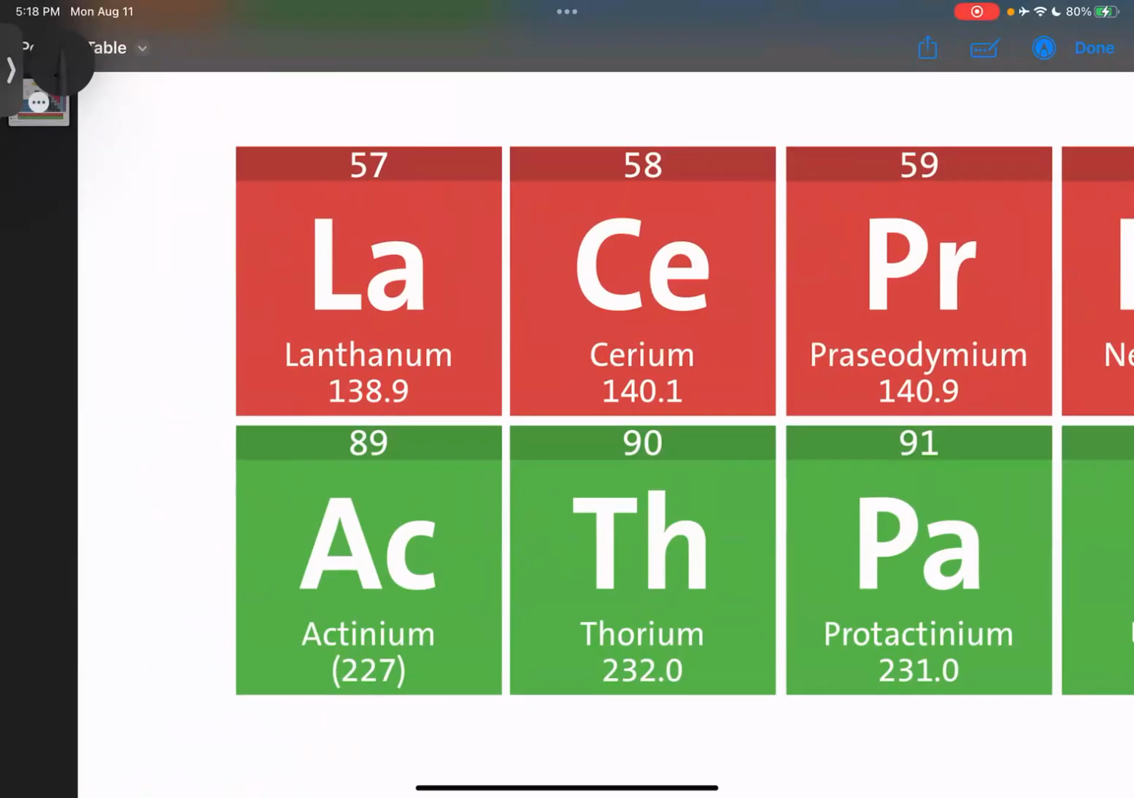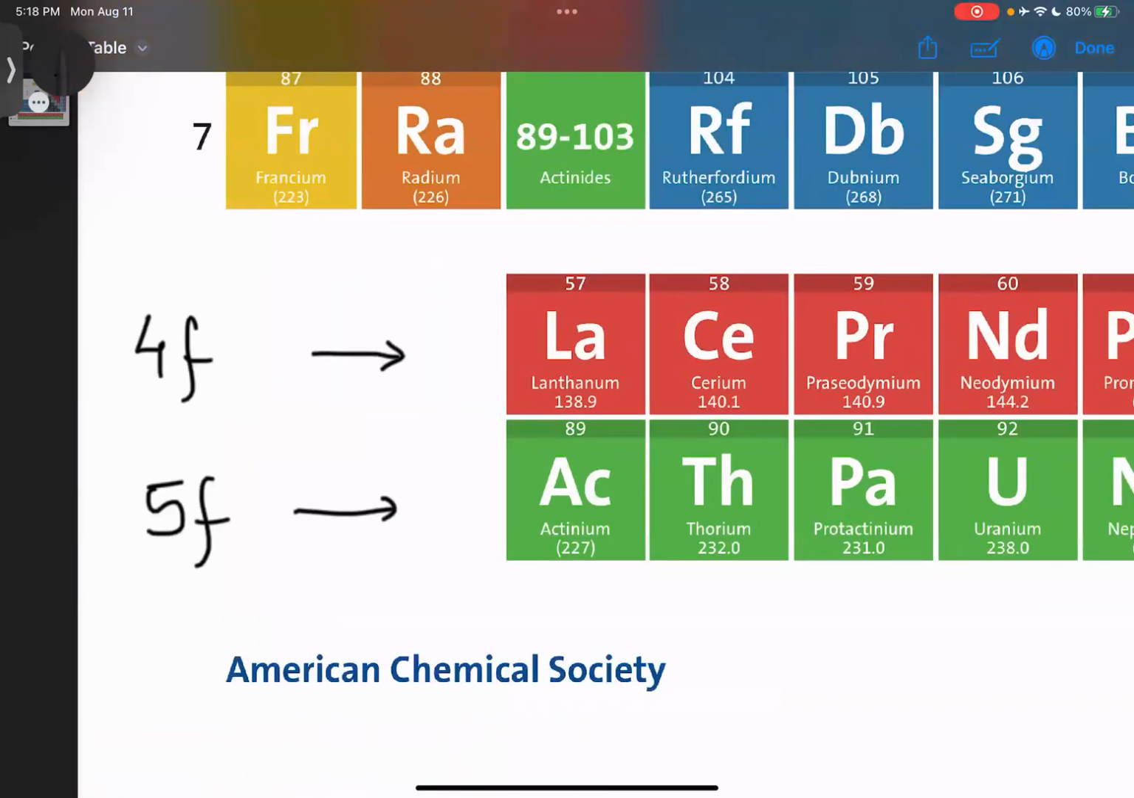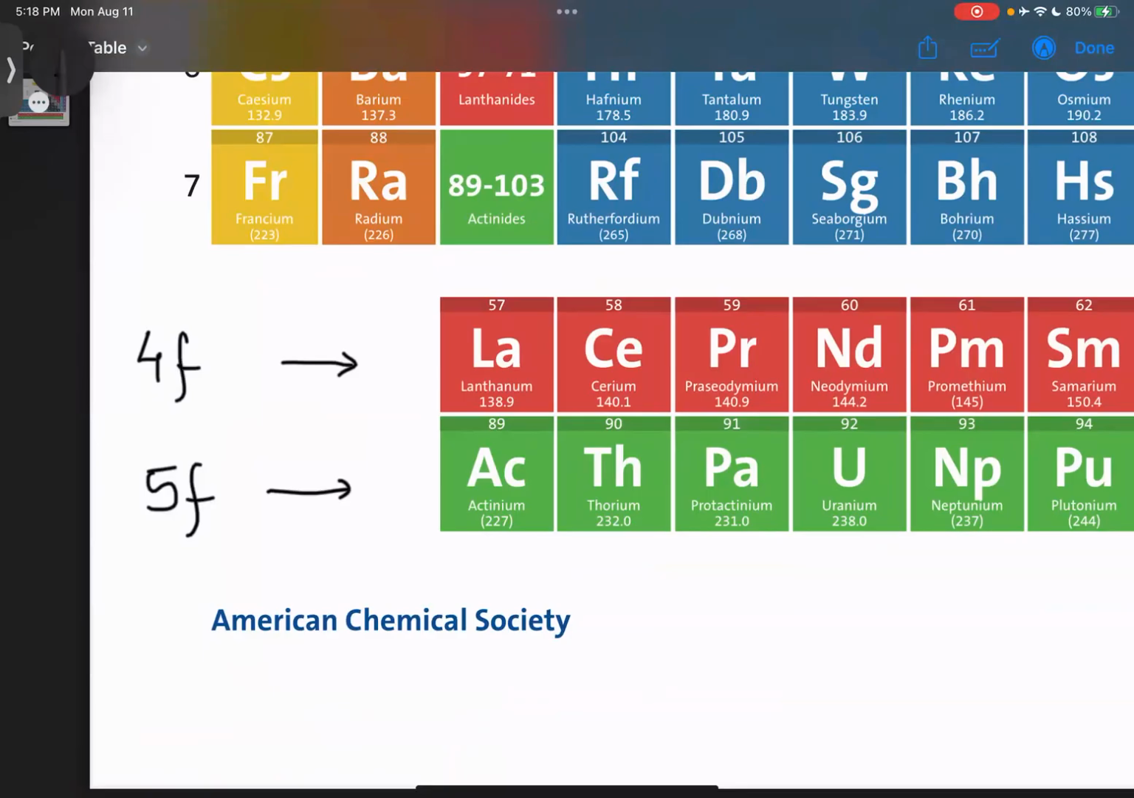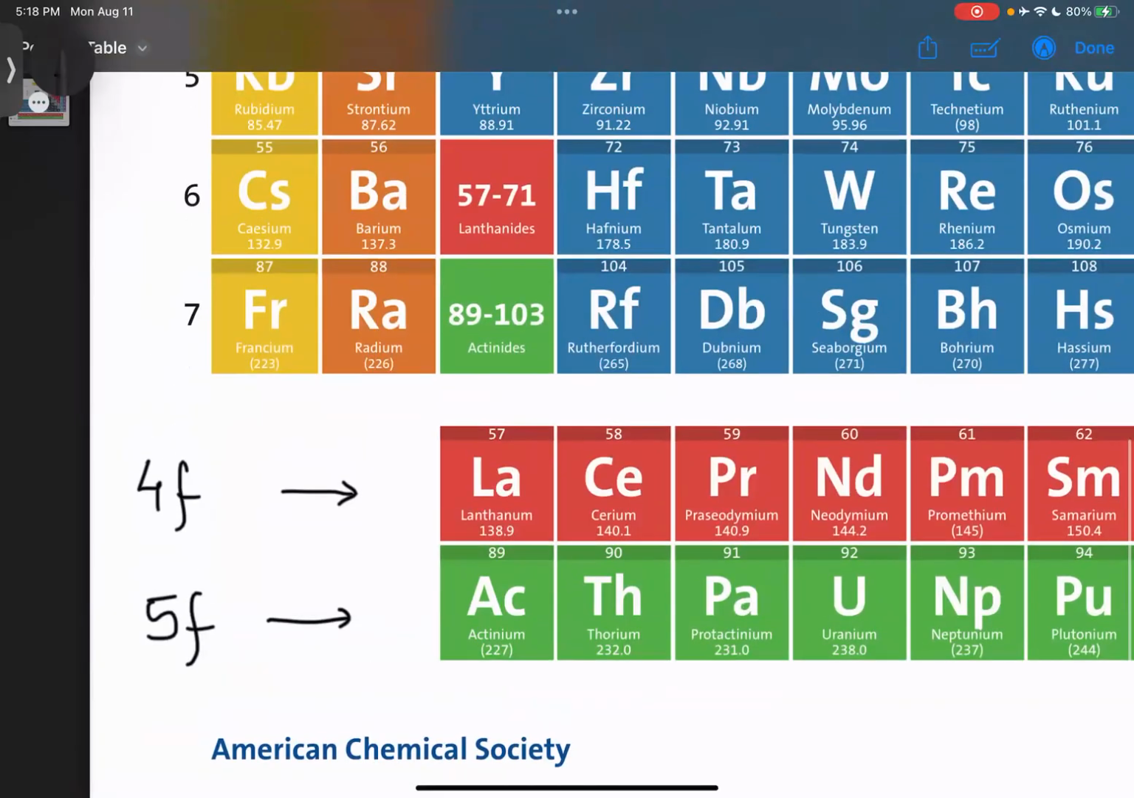So I hope this is clear. They are also called inner transition series elements. Inner transition series elements are D and F block elements. D block elements are transition series elements, F block are inner transition series. F block will have 14 elements. F block will be filled up in the 6th and 7th period. You can see the 6th and 7th period, but they are not placed there, they are placed at the bottom to maintain the shape of the periodic table.